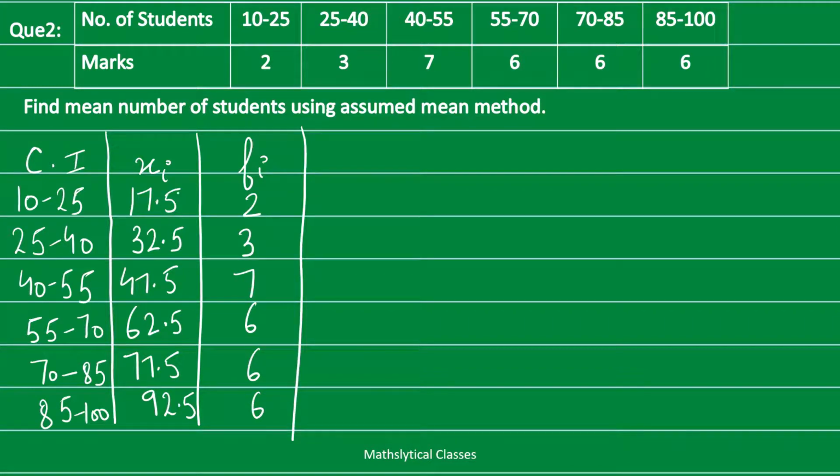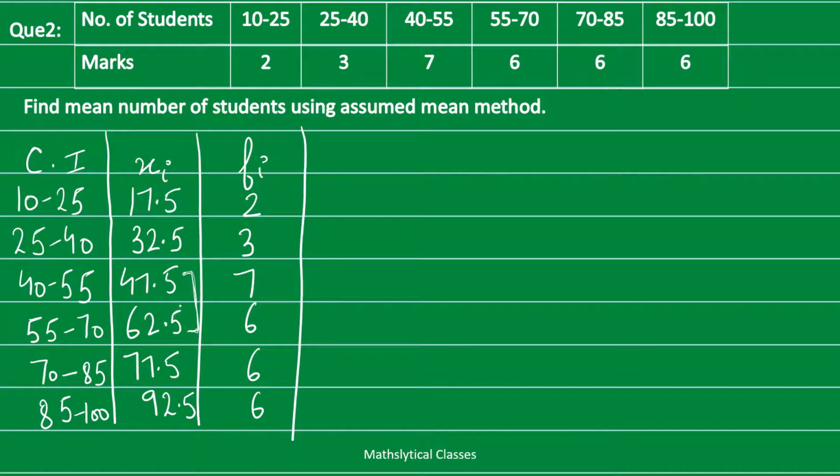So you can see the mid value here. There are two mid values. 1, 2, 3, 4, 5, 6 entries are there. The mid values are these two. These two are the two mid values. So you can either choose your assumed mean to be 47.5 or 62.5.